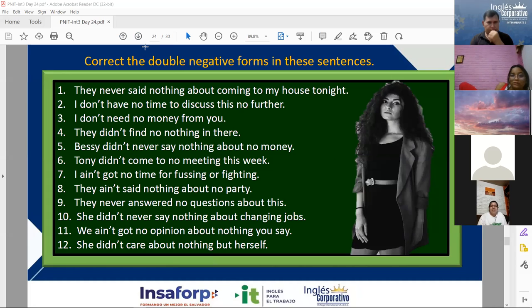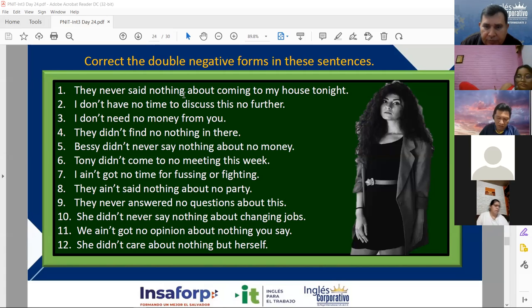Correct the double negative in this sentence. "They never sign coming to my home tonight." Number one, never sign... anything. No, because it's negative. You never sign. They never said anything about coming to my house tonight. They never said anything. Never is like didn't. They didn't say anything about coming to my house tonight. Would be the same.